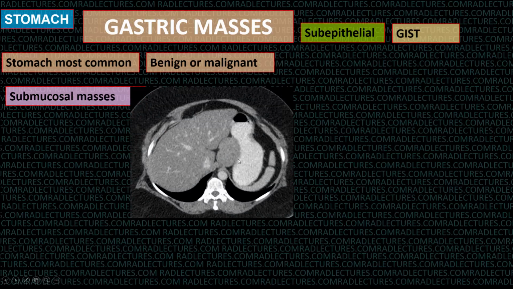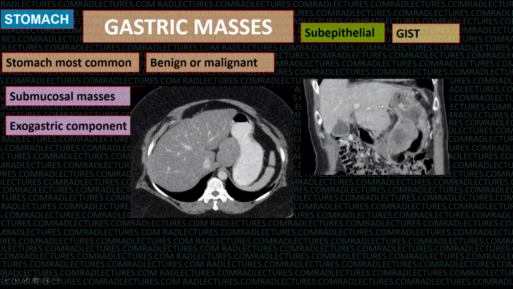Now, GISTs are usually submucosal masses like this. You can see the nice mucosa on top of this tumor, which is arising from the stomach, and it has a nice big exogastric component. Another GIST, that's the stomach, the fundus, the body, the antrum. Here is a large tumor, submucosal, you can see here, with a large exogastric component.